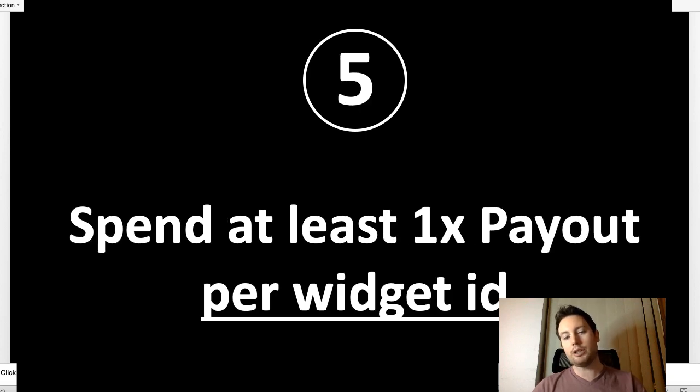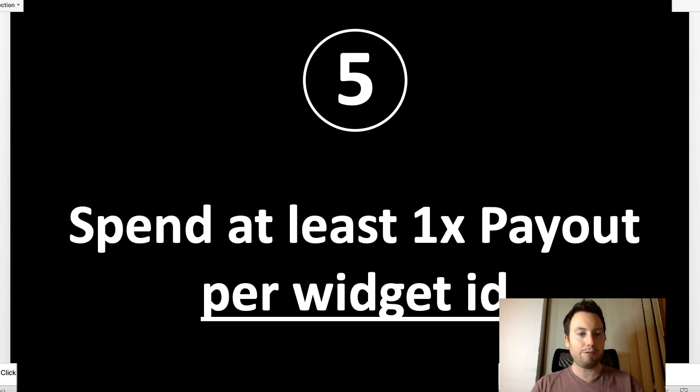The next point is you need to spend at least 1 time the payout per widget ID. So if you have 10 widget IDs and you're getting paid out 80 quid, you should essentially be spending 800 on that to really understand what's working. So 10 placements, you spend 80 per placement if that's what you're getting paid out, and that's what will allow you to know whether it's going to work or it's worth cutting the widget ID.